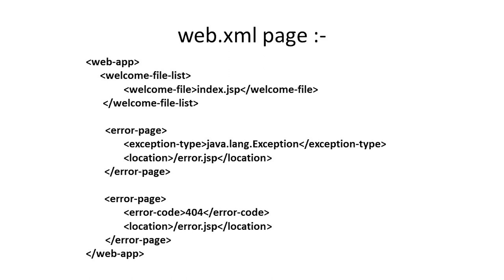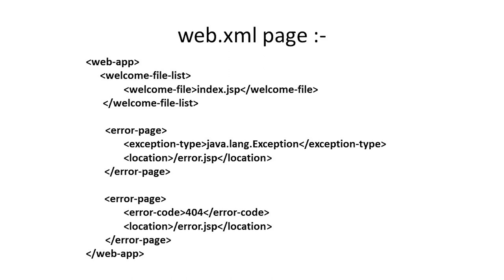So this is web-app. Inside web-app, first of all, the welcome-file-list. We always write the welcome-file-list, and the welcome file is index.jsp. So the welcome-file is index.jsp. And then we will mention here the error-page. We have to mention the exception-type, java.lang.Exception. Its location is error.jsp. Suppose this java.lang.Exception occurs, then error.jsp will run.